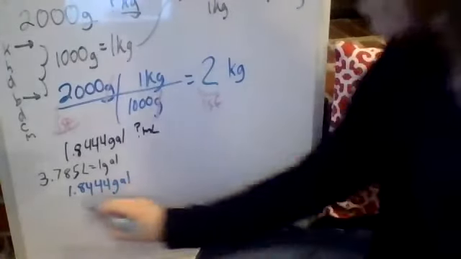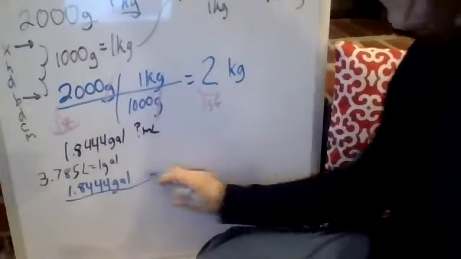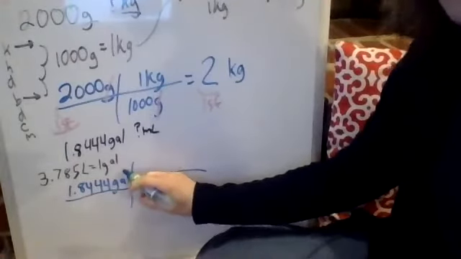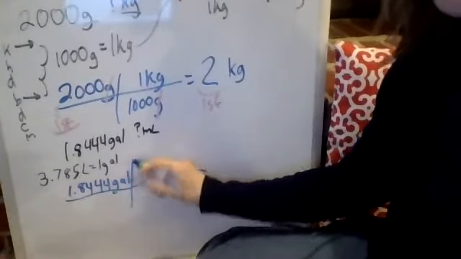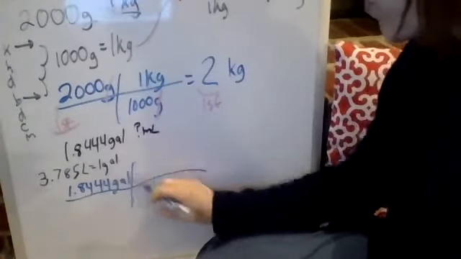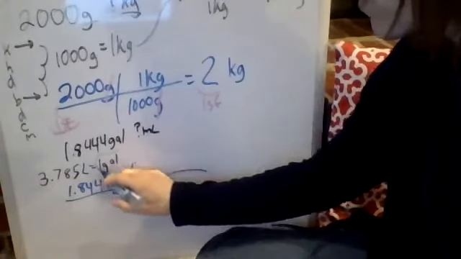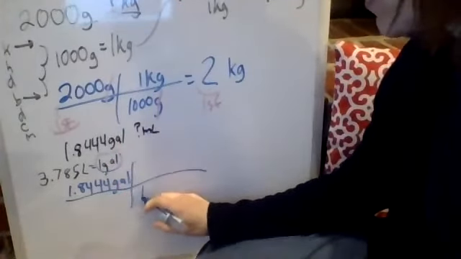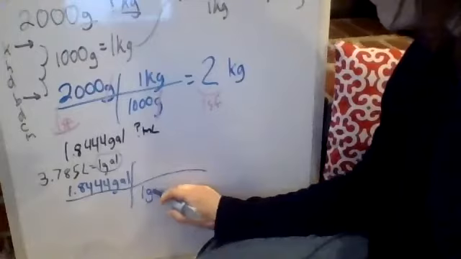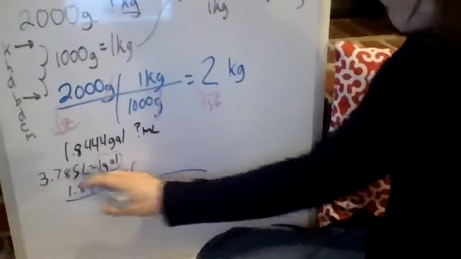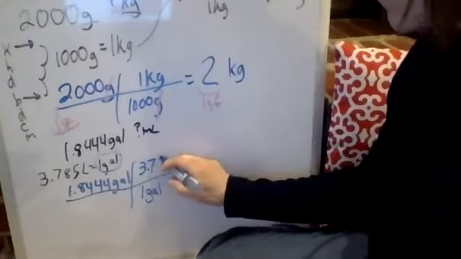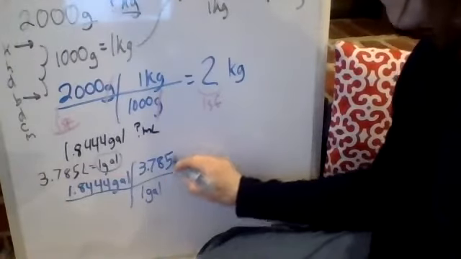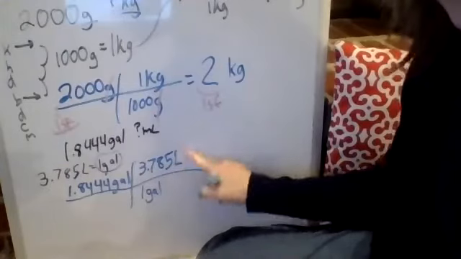Okay. Put our little grid up here. Gallons is the top. So where do gallons have to be to cancel out? They have to be in the bottom. So we're going to put our gallons here from our equality, 1 gallon. And then we're going to put the other thing on the other side of the line, 3.785 liters.